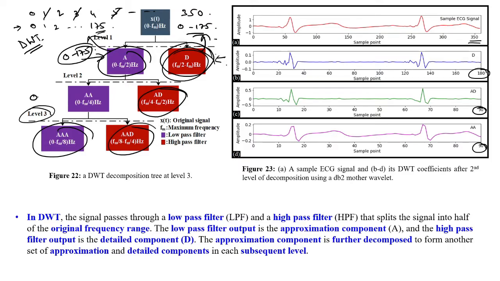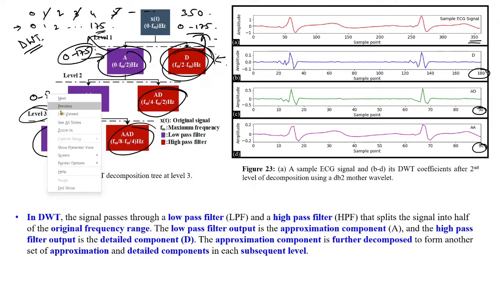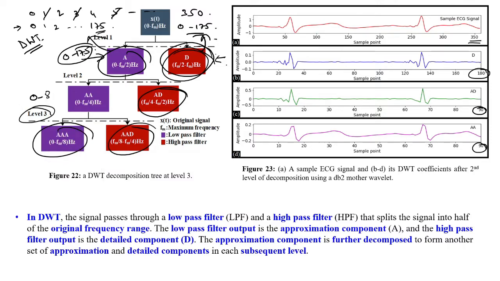so we'll have samples 0 to 87, 87 points. Again if you combine these two, you will get this. Now if you combine these three components, again you will get 350 samples.